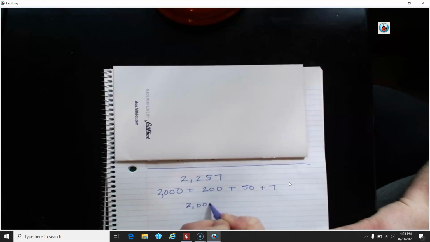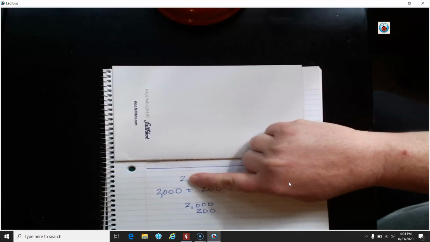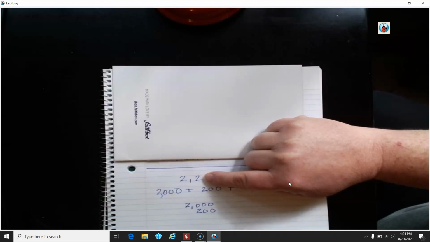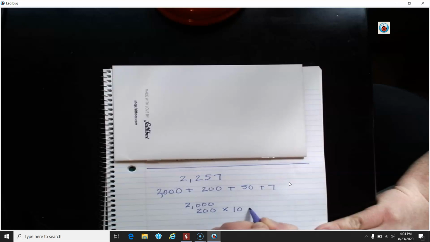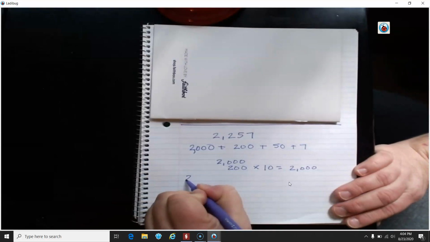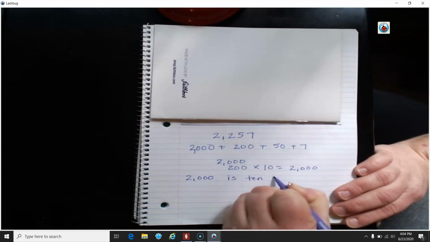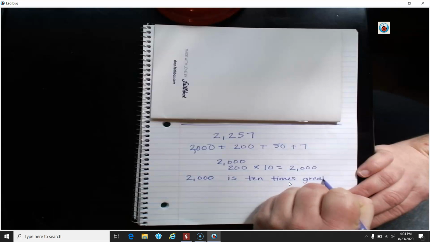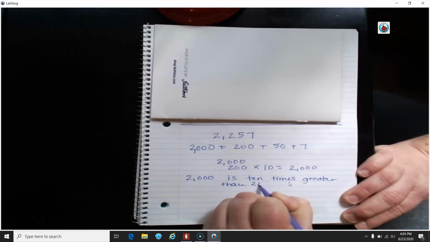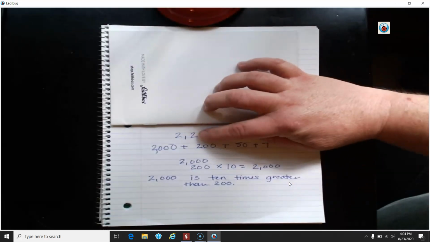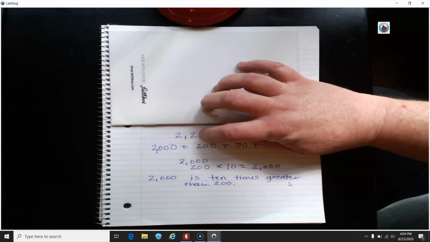Because even though we have 2 2s, the value of those 2s is very different in this number. The first one in the thousands place has a value of 2,000. The second one in the hundreds place has a value of 200. So how do we get from this 200 to a value of 2,000? We have to multiply the 200 by 10, okay? So we would have to have 10 groups of 200 to get 2,000. So 2,000 is 10 times greater than 200. Okay, so moving from this hundreds place to this thousands place takes us 10 times greater.